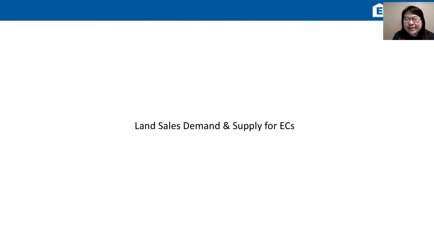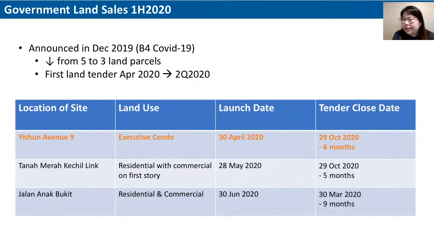Now for EC demand and supply, just a little bit of insight. Before I touch on this, I have a question. Iverson, ECs are still in general bigger size compared to new condos, right? This one a bit hard to say. Yes, in a way.